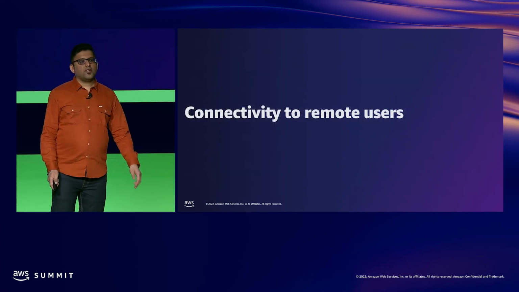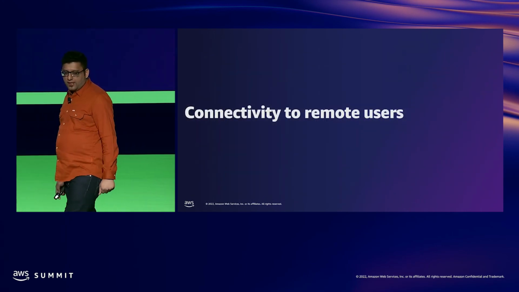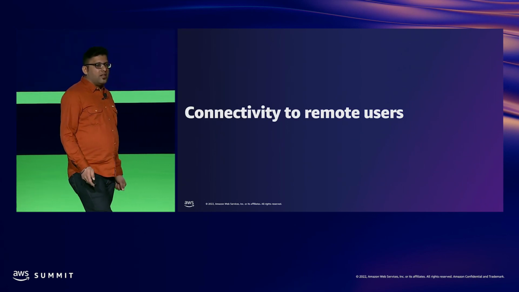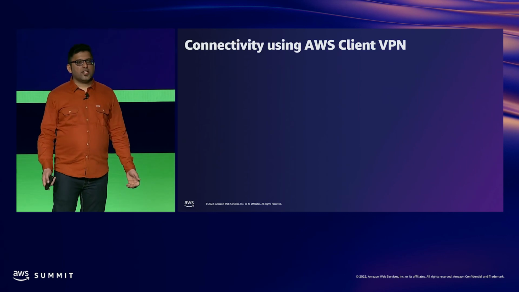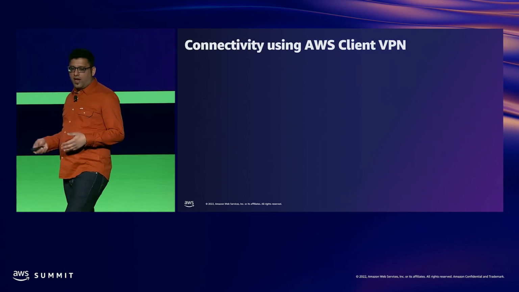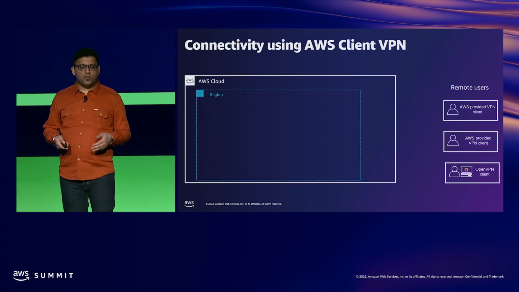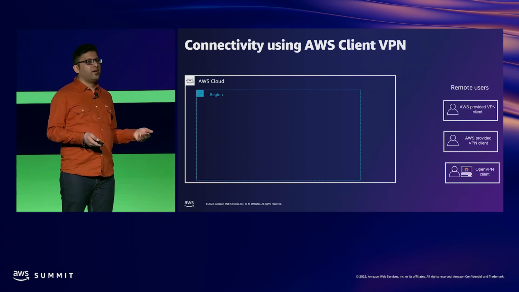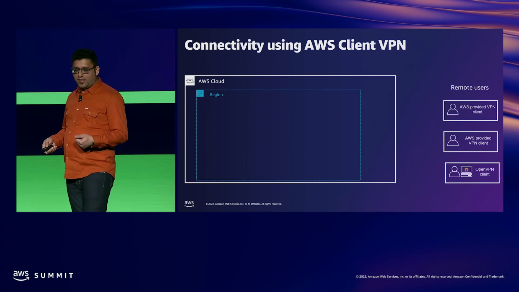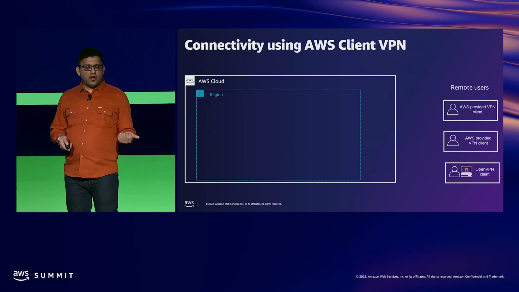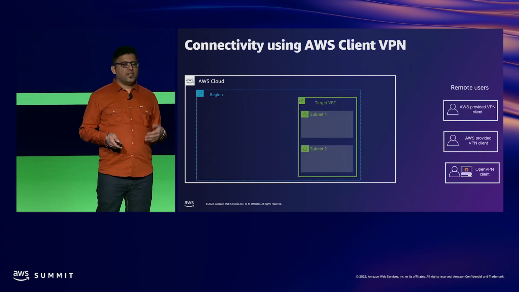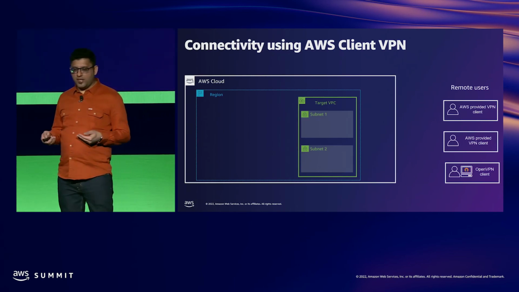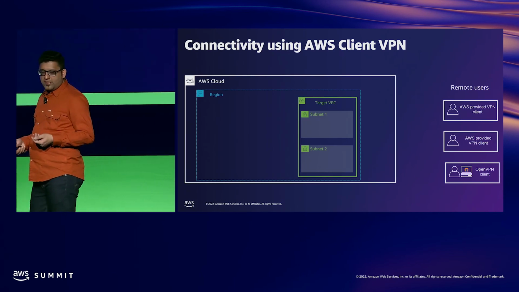Now let's talk about the last piece of the network transformation pillar, which is connectivity to remote users. In this option, you are using AWS Client VPN, and you have your remote users that are either using an OpenVPN client or an AWS provided client as well, which we launched some time back. So you have your AWS region, and within that, you create what we call a target VPC in multiple availability zones, having multiple subnets.